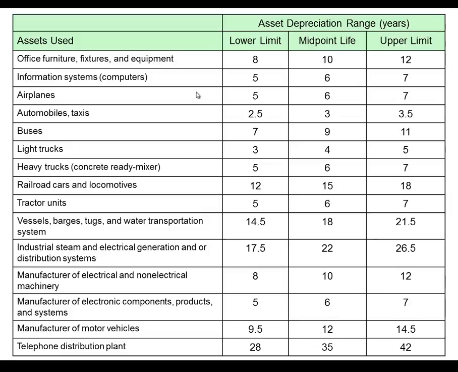Let's take one example. You can see for the buses, the lower limit is 7 years and the upper limit is 11 years. The midpoint life is 9. So you can claim the least when it's 7 years and the maximum when it's 11 years. And you can look at the other categories or the other assets as needed.